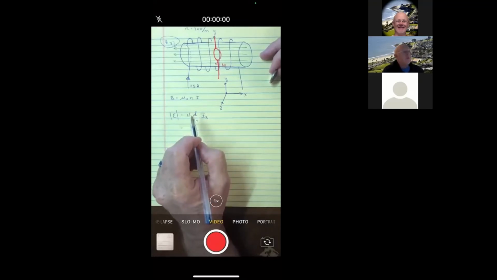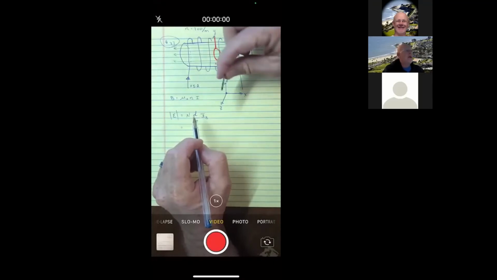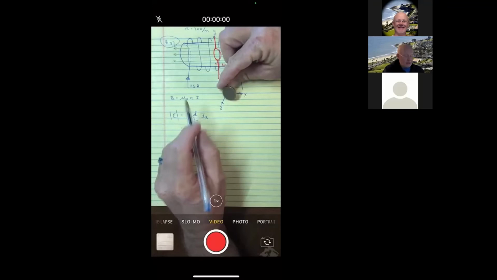And so what they're saying here is that the plane of the coil is in the YZ plane. So it's like this.